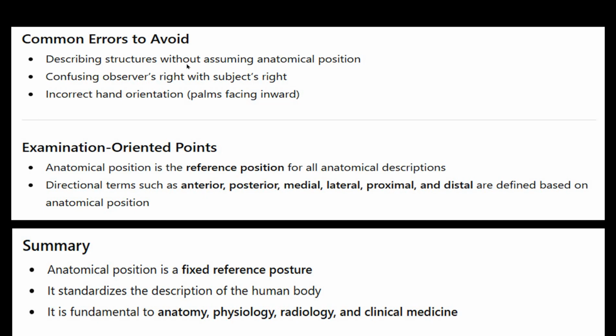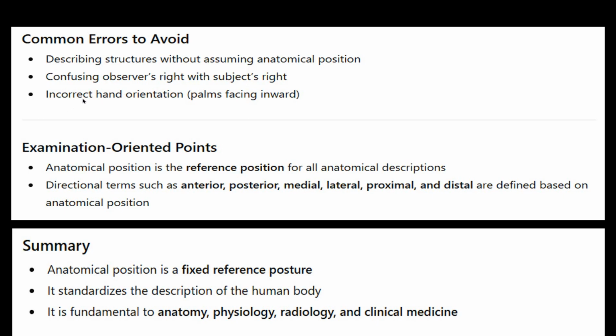The first thing is describing structure without assuming the anatomical position. If someone describes the structure without assuming the anatomical position, then that is wrong. That is not a right approach. Why? Because it will change the entire description. Okay, so always make sure to describe the structure by assuming the anatomical position. Second thing to avoid is confusing observer right with the subject right. So don't get confused between the observer right and subject right.